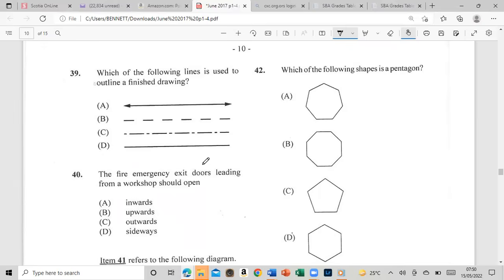39 says, which of the following lines is used to outline a finished drawing? That one is a bit easy, so that is B. Alright, let's look at 40.